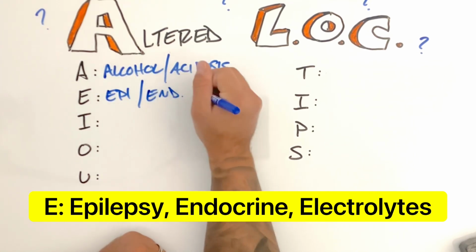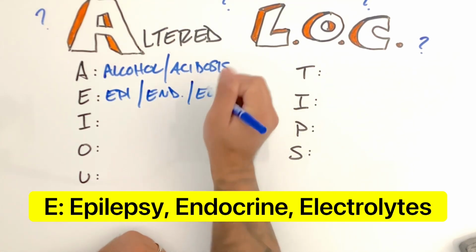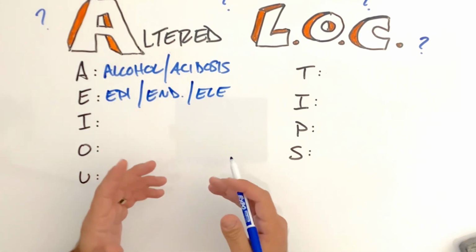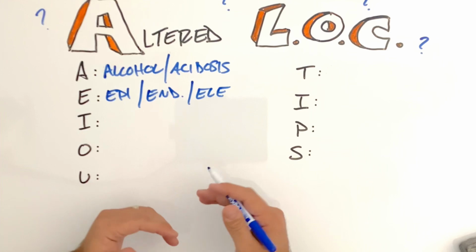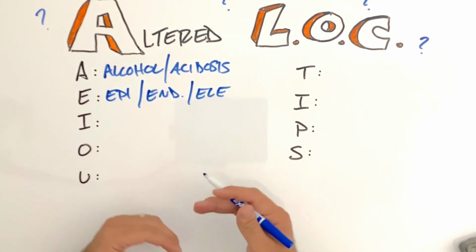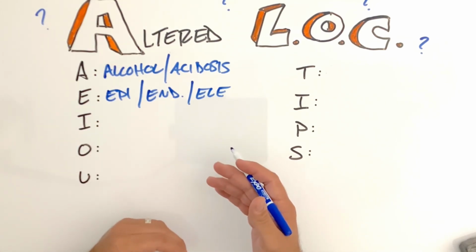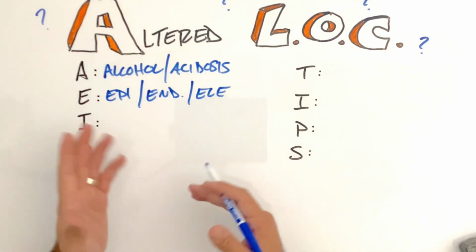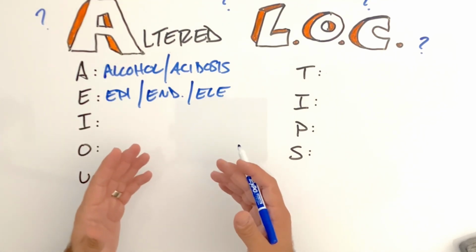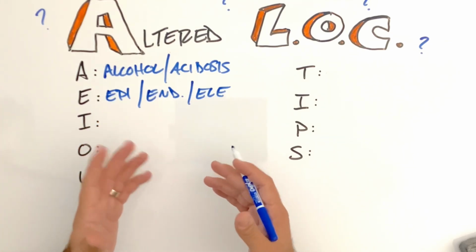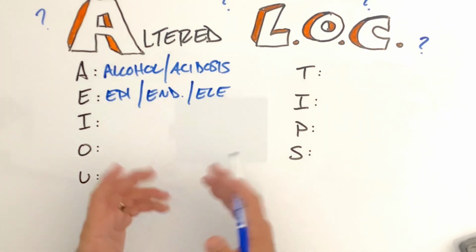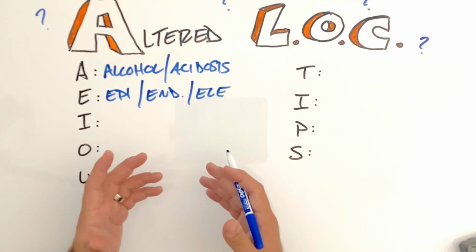E is going to be for epilepsy, endocrine, and electrolytes. So we know that epilepsy is a seizure. Obviously, we have a neurological malfunction in the brain. If they're having a seizure, we're going to be able to provide maybe a Versed or a Valium to help them. Or maybe they're in a postictal state following a seizure for 10, 15, 20 minutes that's causing that altered level of consciousness.